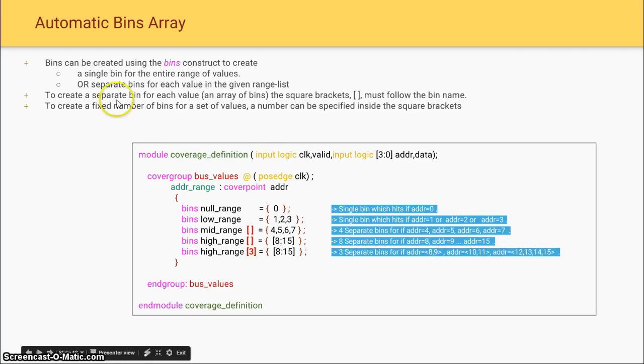So thus, in order to create a separate bin for every value given in the list, use an empty square bracket, and to create a fixed number of bins for a set of values, a number can be specified within the square bracket.